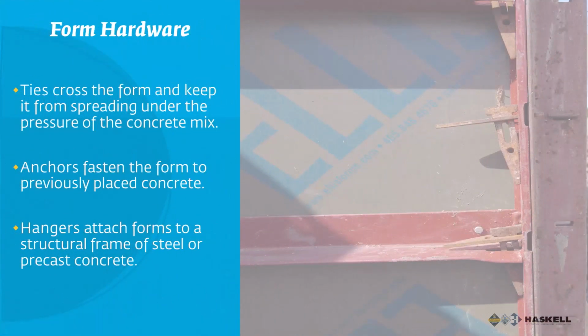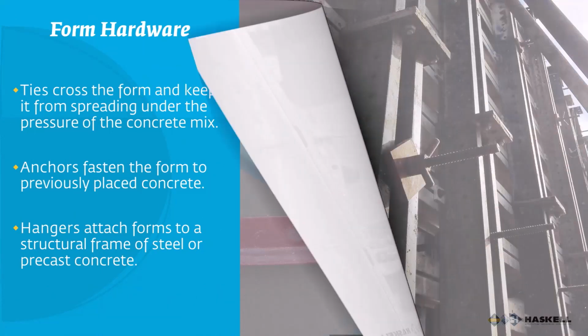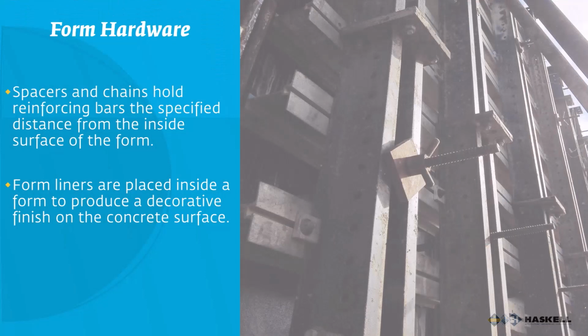Hangers attach forms to a structural frame of steel or precast concrete. Spacers and chains hold reinforcing bars a specified distance from the inside surface of the form. Form liners are placed inside a form to produce a decorative finish on the concrete surface.